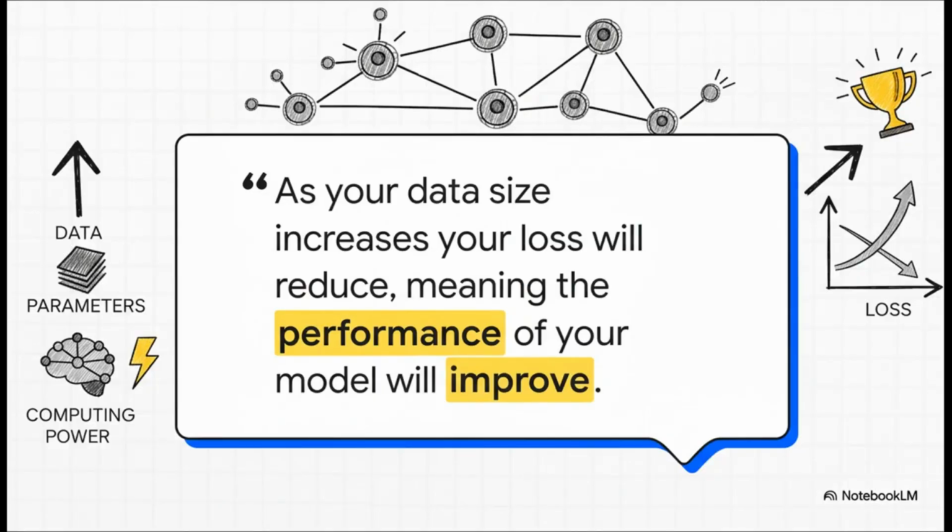But look, this isn't just about making things bigger for the sake of it. There's a proven principle in AI known as scaling laws. And put simply, it just means that the more data, the more parameters, and the more computing power you use, the smarter the model gets. What's truly fascinating is that once they get big enough, these models start showing what are called emergent abilities, skills they were never explicitly trained for, like reasoning. So in the world of LLMs, bigger isn't just better, it's a completely different ballgame.